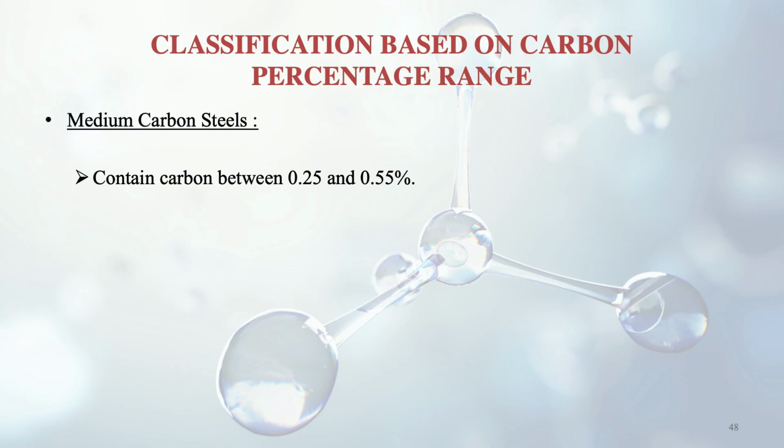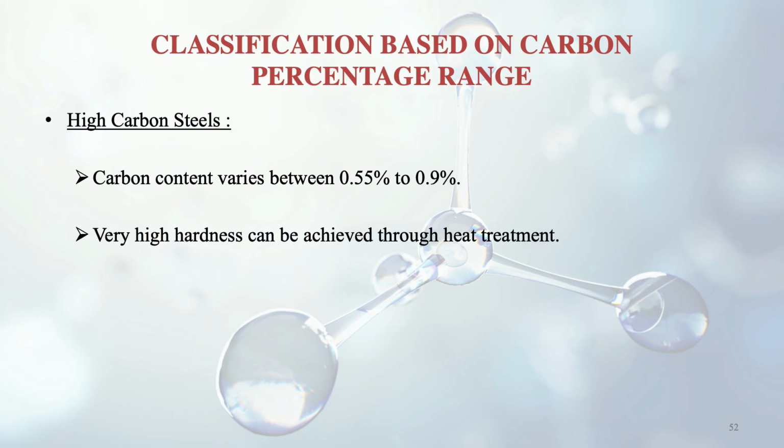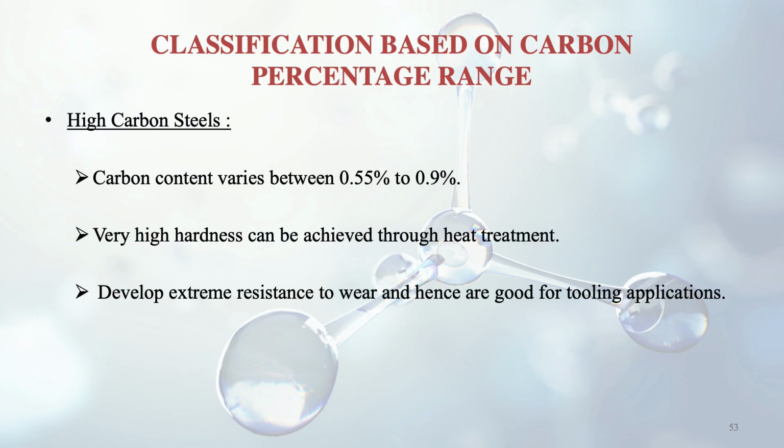Further moving on, there is the medium carbon steel, which contains carbon between 0.25 and 0.55%, and it responds to suitable types of heat treatment. Further is the high carbon steel, which contains carbon between 0.55 to 0.9%, and here we get very high hardness, which is achieved through heat treatment. This develops extreme resistance to wear and hence is good for tooling applications.